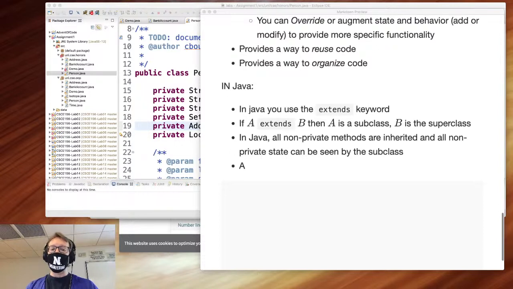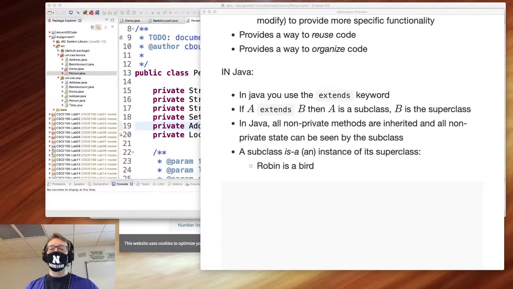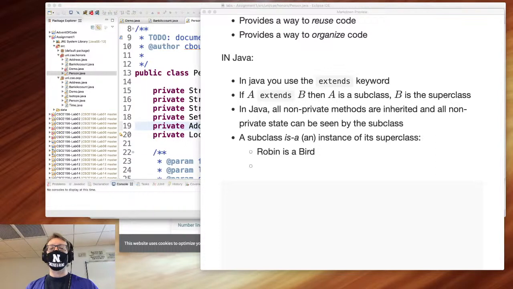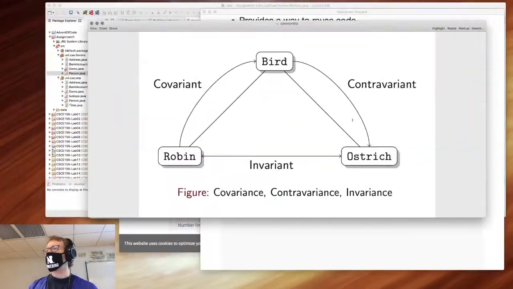A subclass is a, or an instance of, its superclass, right? So, for example, a robin is a bird, right? An ostrich is a bird, but is a bird necessarily an ostrich? A bird is not necessarily an ostrich, or vice versa, right? Now let me go back to the figure here and show you the keywords for this idea.